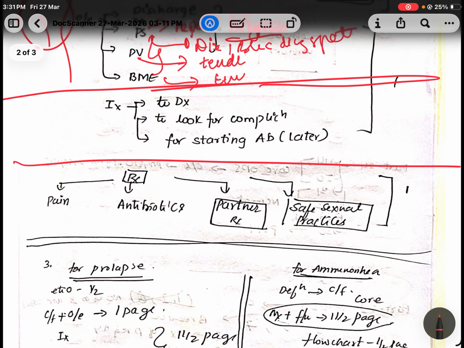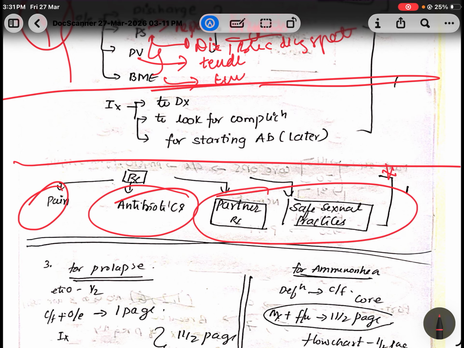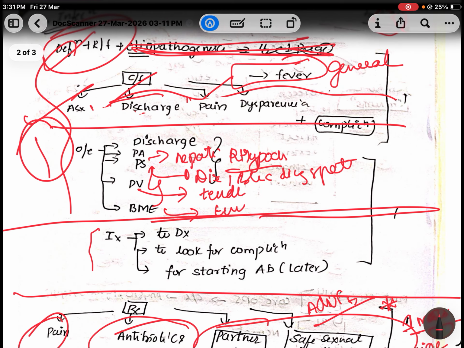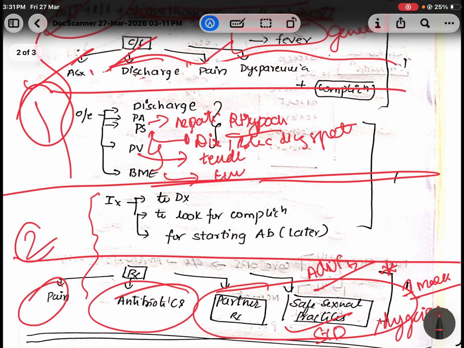Again, treatment, same, you make sure you write the aims. The major thing is you have to mention this and this, and people forget these two, but these two will separately have 1 mark for sure. You need to talk about partner treatment, and also you need to give them advice about safe sexual practices and hygiene, in case of STD. Now this part you can write in 1 page.